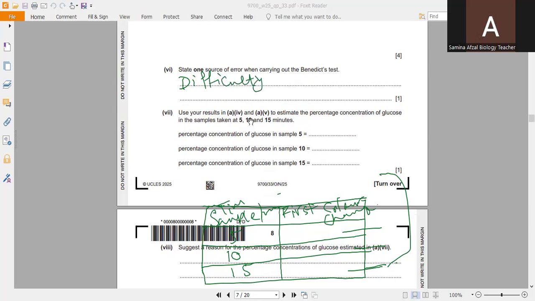difficulty in determining the exact moment of the first color change.